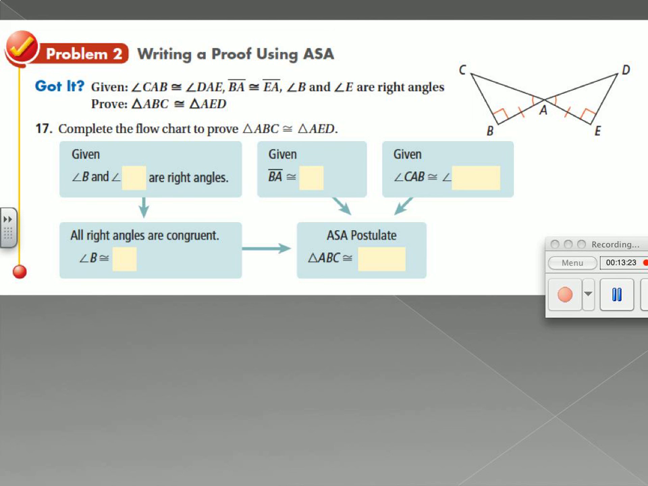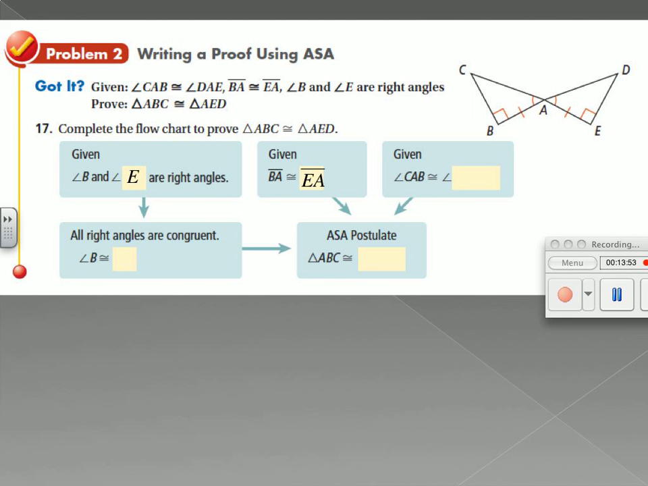Here we have a flow proof. Given that angle CAB is congruent to angle DAE, segment BA is congruent to segment EA, and angle B and E are right angles, prove that triangle ABC and triangle AED are congruent. Given that angle B and angle E are right angles, all right angles are congruent, so we can say that angle B is congruent to angle E.